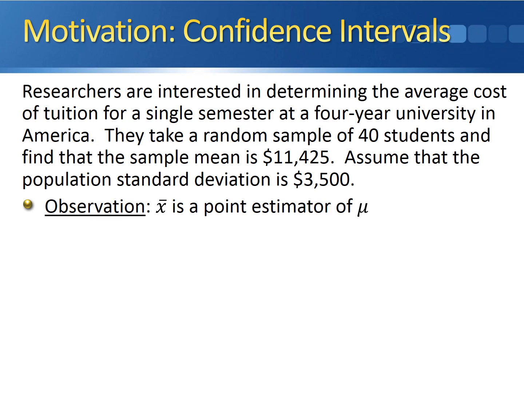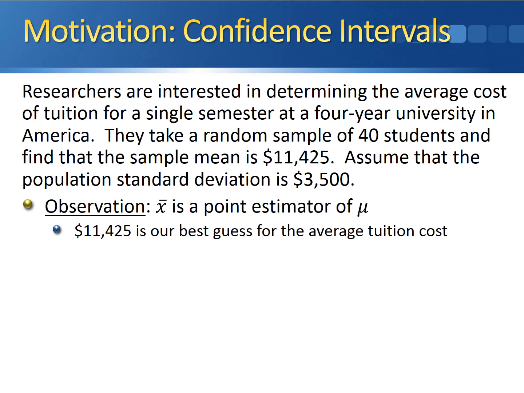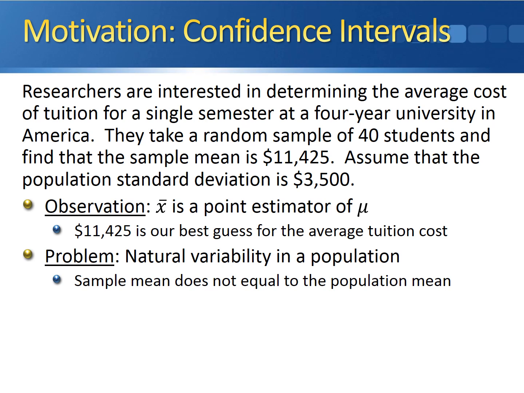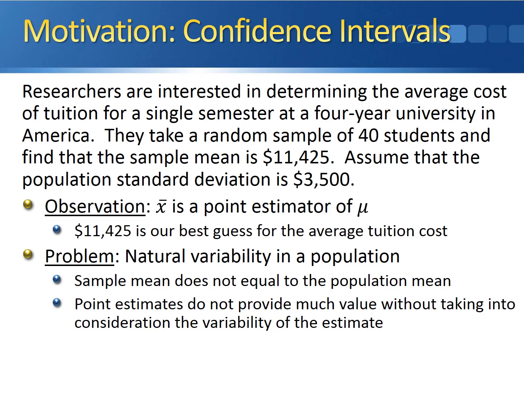Now, X bar is what we call a point estimator of mu. It's a single value that estimates a population parameter. What this means is that 11,425 is our best guess for the average tuition cost. However, there's natural variability within a population. The sample mean is almost never equal to the exact value of the population mean. So, point estimates don't actually provide much value without taking into consideration the variability of the estimate.